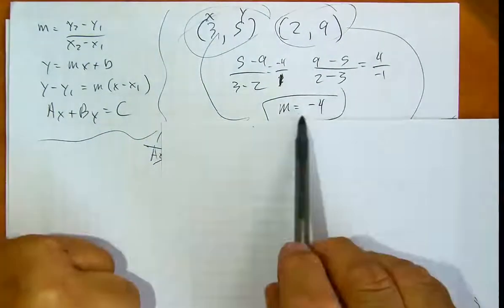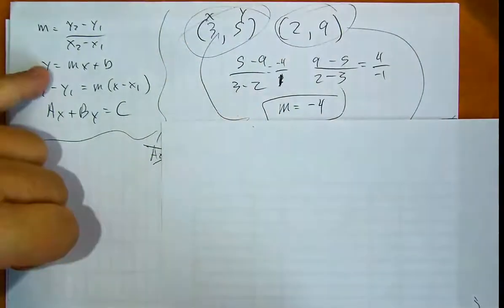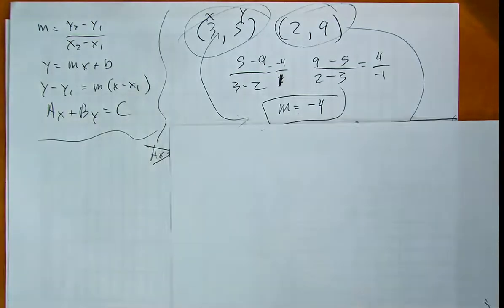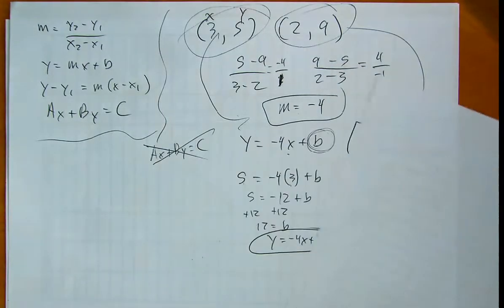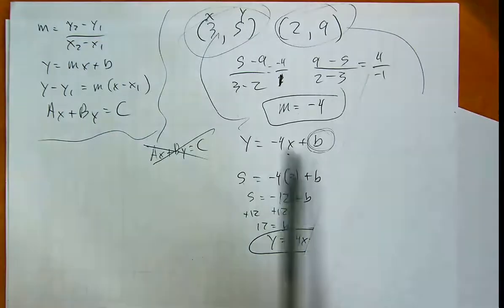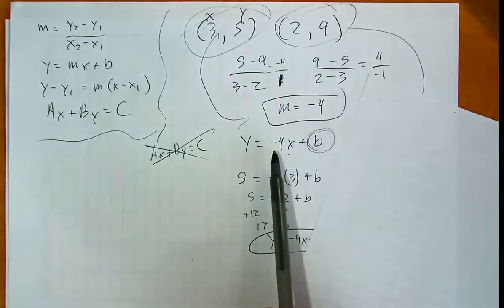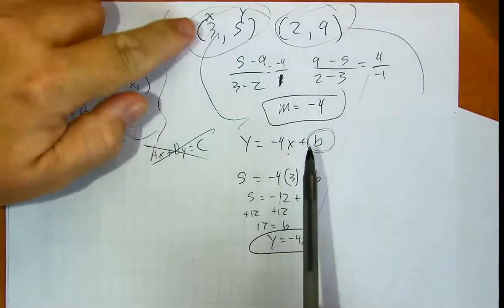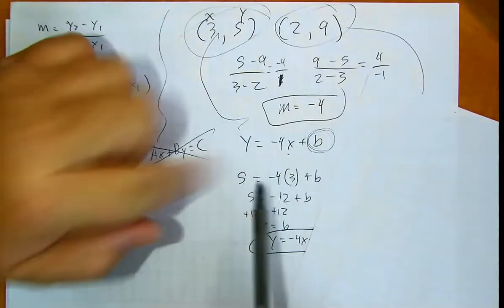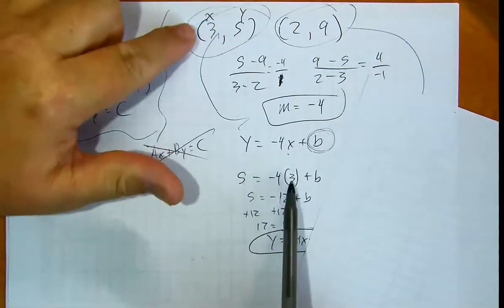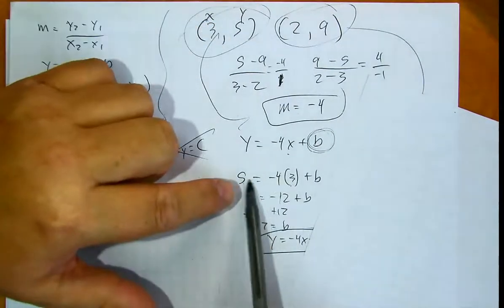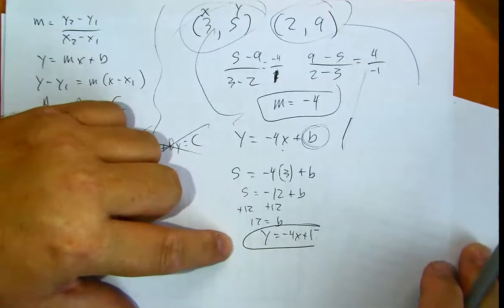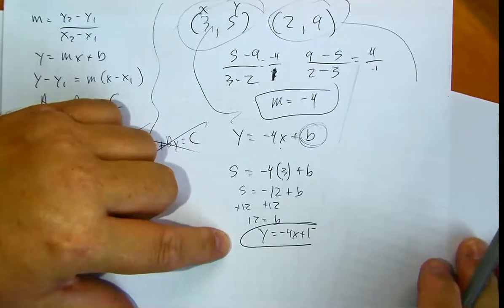Once I have the slope and I have these points, I could use either slope-intercept or point-slope form to find the equation. So in this case, let's use slope-intercept form. y equals, put the -4 in for slope, -4x plus b. Then let's pick a point, say (3, 5), and plug it in. So 5 goes in for y, 3 goes in for x, and you get 5 equals -12 plus b. Move the 12 over, and you get y equals -4x plus 17.